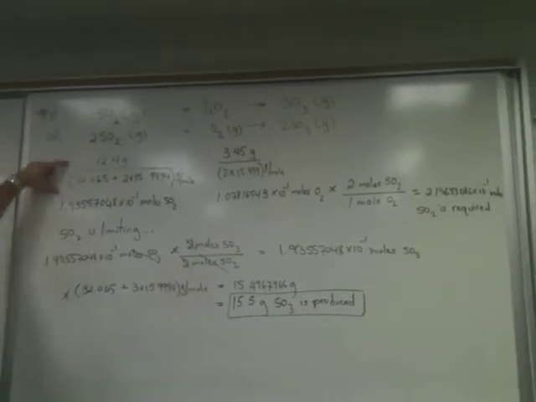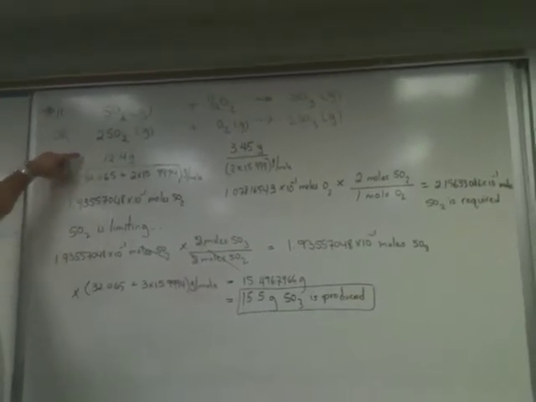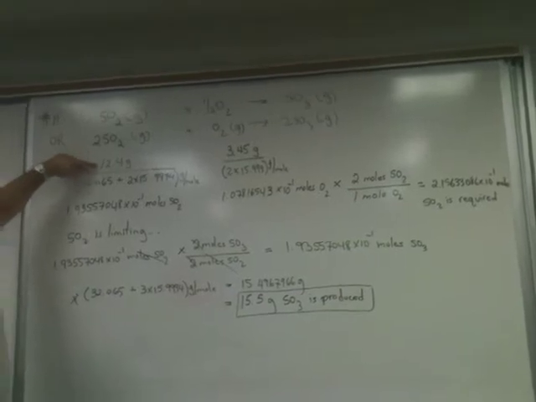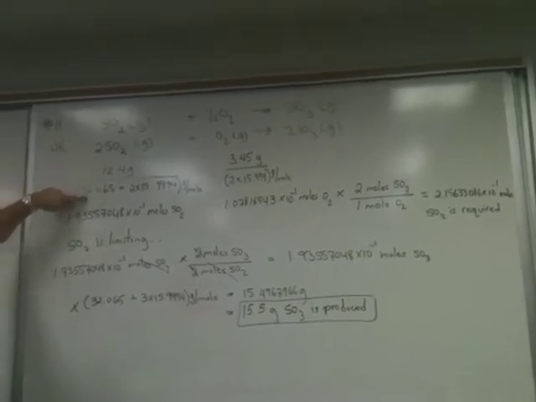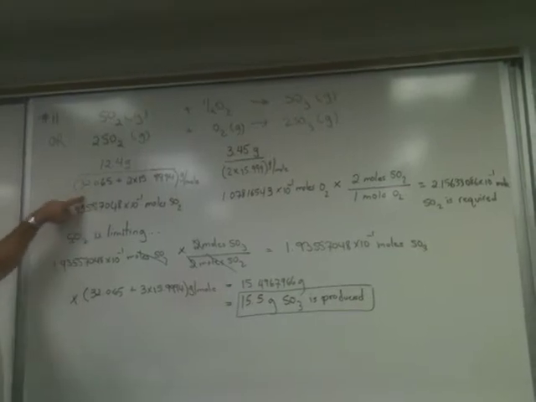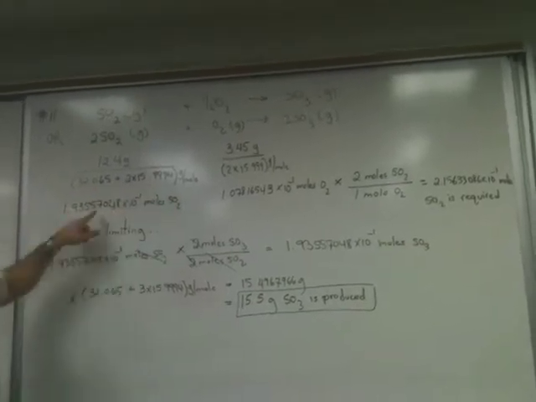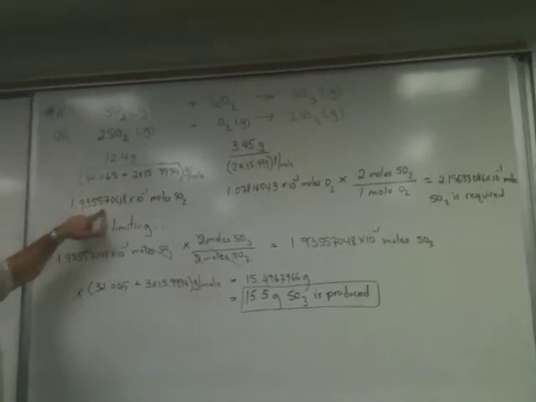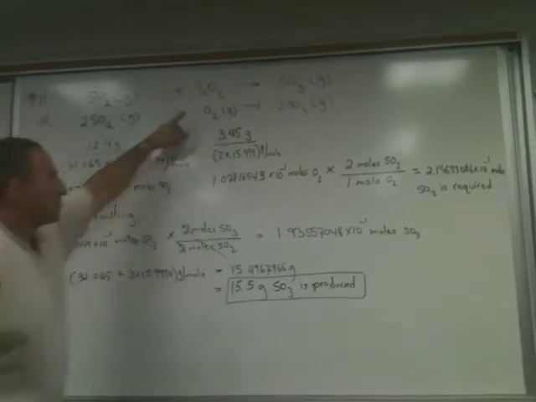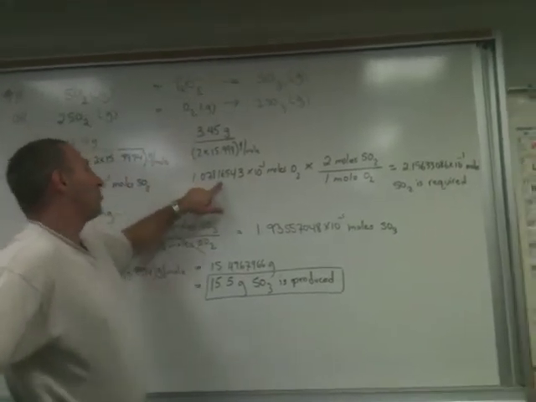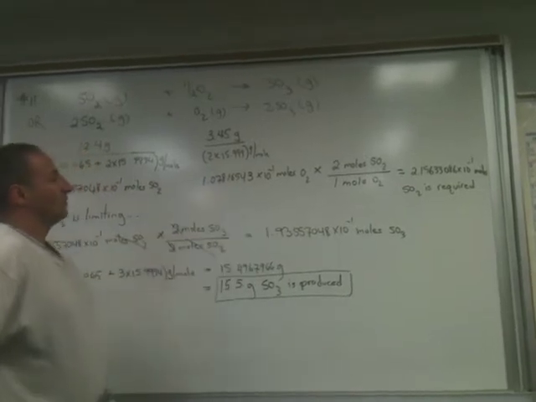So we begin by finding out how many moles of SO2 are present. The 12.4 grams of SO2 divided by the molar mass of SO2, one sulfur atom, 2 oxygen atoms, tells you we have 0.19 moles of SO2. We did the same thing for the oxygen. We find out we have 0.107 moles of oxygen.